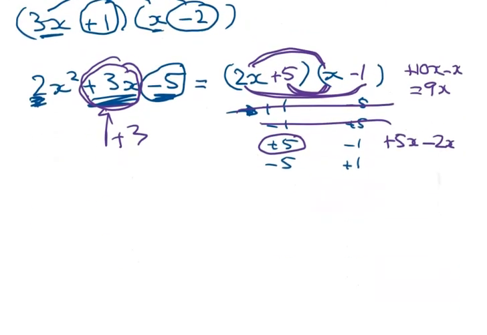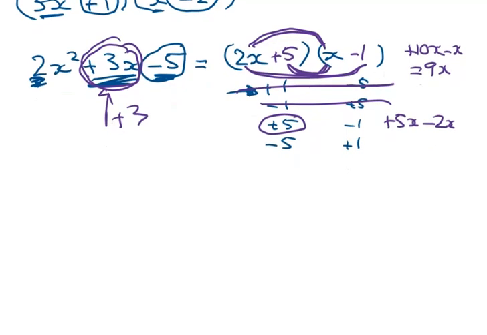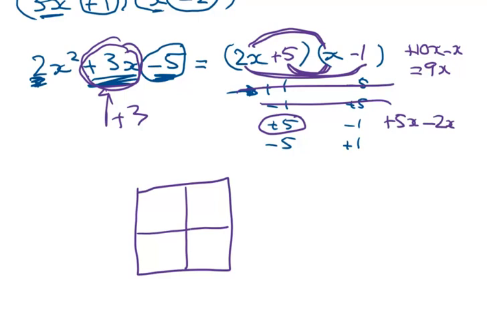There's another way, which is called the grid method. And I'm going to show you that way now, because some of you will maybe prefer that one. And we looked at this right at the start of the year when we were doing expanding. But in here, we're going to write 2x here and x here. We know that when we times those two together, we get 2x squared.